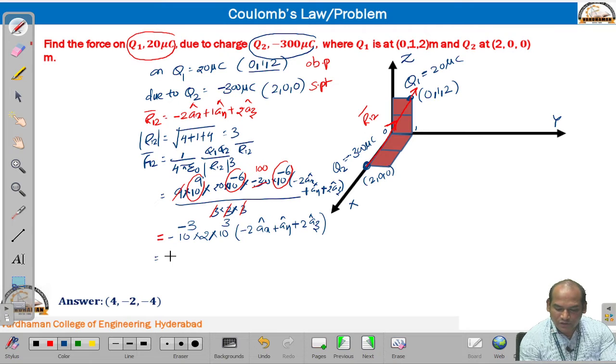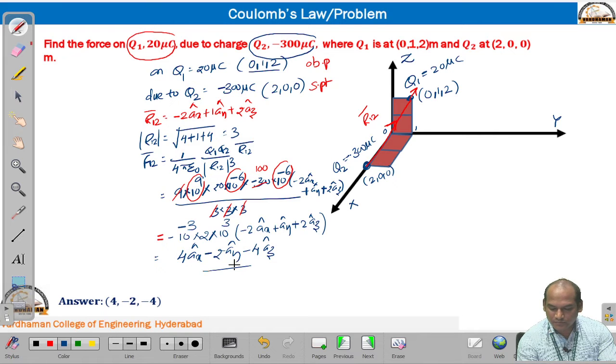So, it is equal to 10 power minus 3 times 10 power plus 3, which is 1 only, then we will get minus 2 times this vector. If you multiply minus 2 within this vector, what you will get is plus 4 ax cap minus 2 ay cap minus 4 az cap. That is our answer. Okay, this is the force vector.